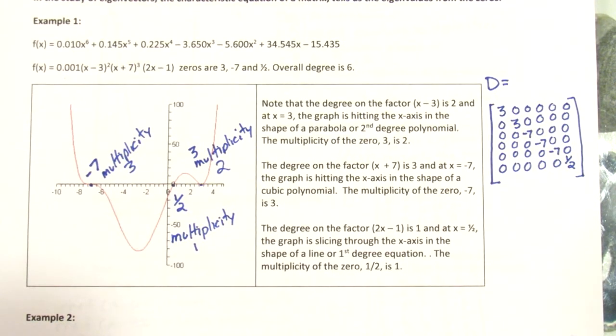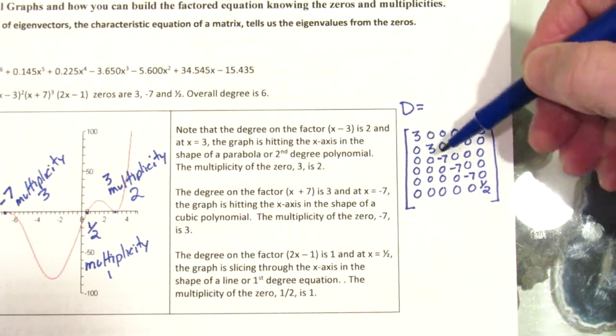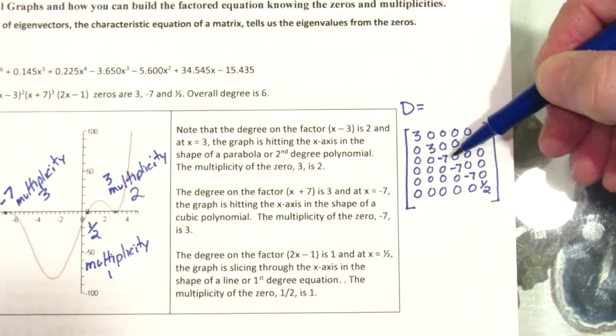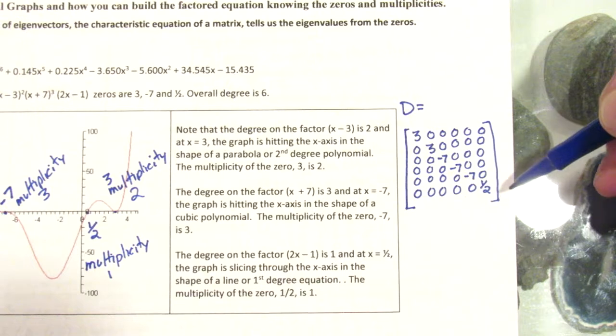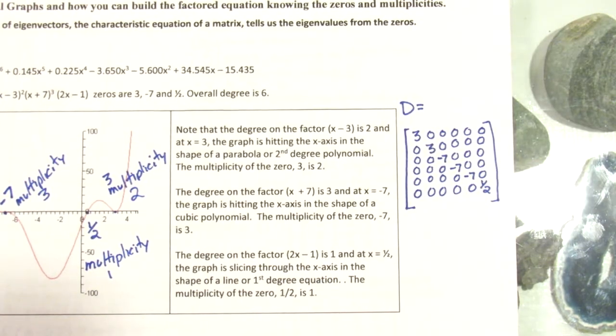So the zeros of this graph are the eigenvalues, and if we know that the matrix that had this as its characteristic polynomial is diagonalizable, then we can just use those eigenvalues, or the zeros, to build the diagonal matrix. And this would be its diagonal matrix. 3 would show up twice, -7 would show up 3 times, and 1/2 would show up once. And then remember, all of the other values are zeros.